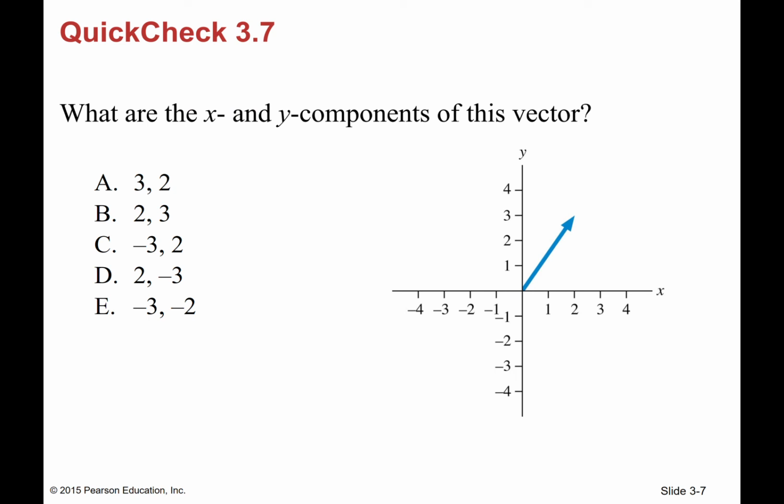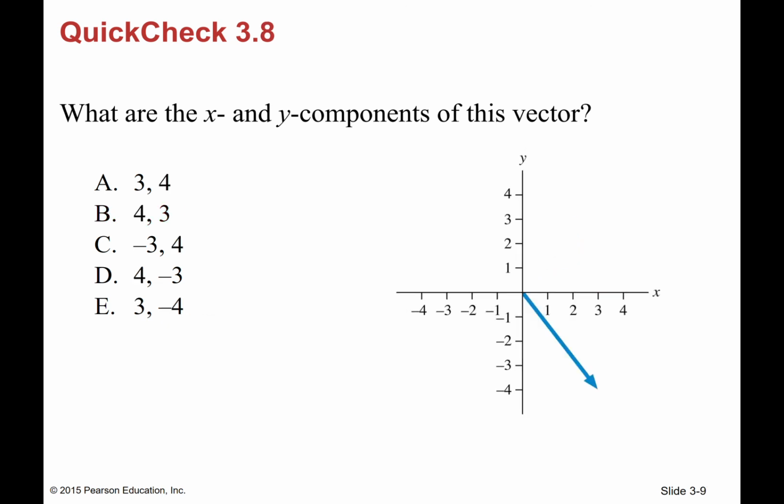Here is a question. You have this coordinate system, and you have a vector there. What are the components here? Take a minute. Well, if you look at this, you can see that this distance here is 2, so that will be the X component, and this distance here, from here to here, is 3. That will be the Y component, so 2, 3 would be your best answer.